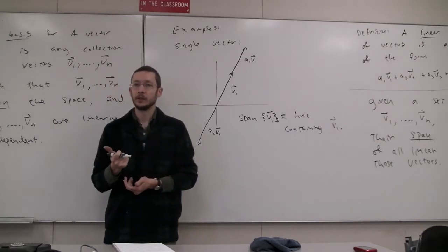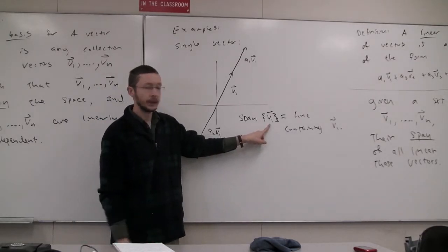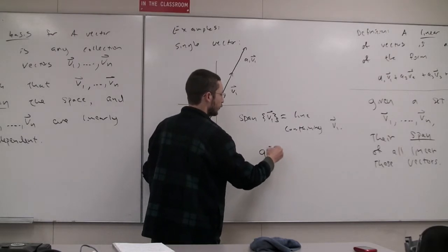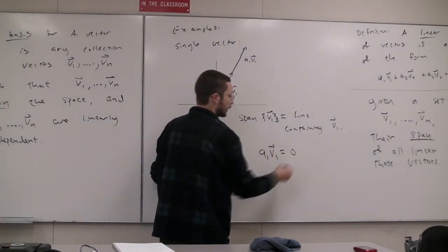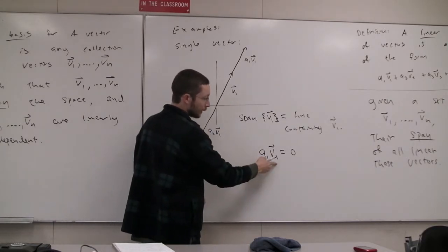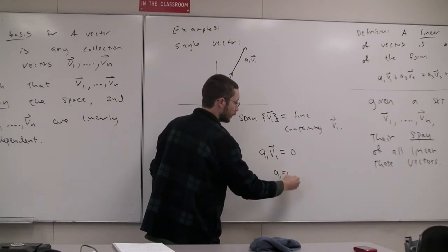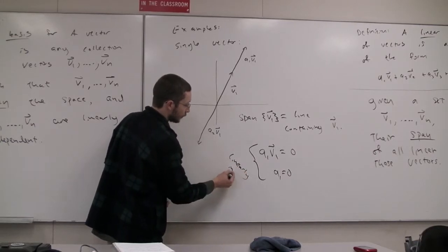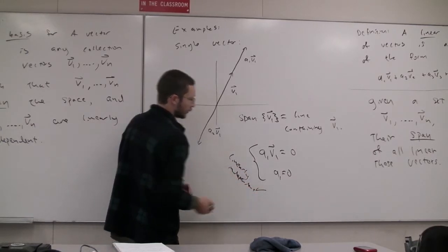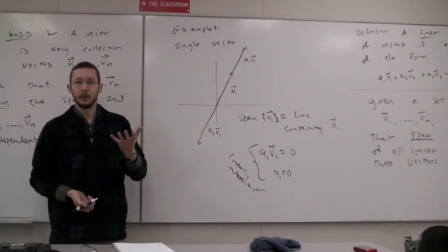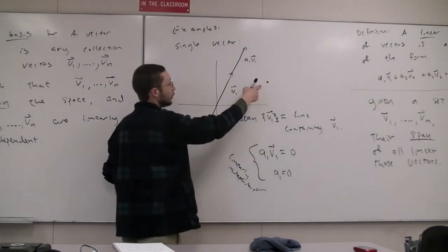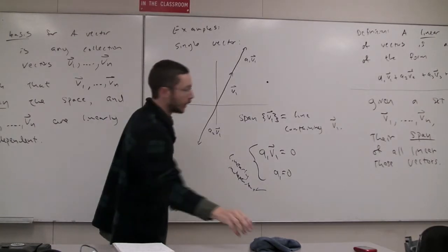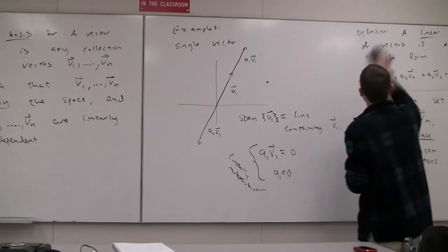This satisfies one of the conditions of a basis, in the sense that V1 is certainly a linearly independent set, right? Because if we have a1 times V1, how can we get that thing to equal zero? Well, V1 is non-zero, so the only way to get this to equal zero is if a1 is zero, right? So it certainly satisfies the linear independence condition for a basis. But there's absolutely no way that you can use this one little vector here to generate any other point. And so even though it's a linearly independent set, it's not a basis for R2 because it fails the span condition.